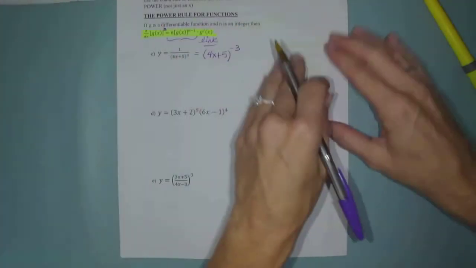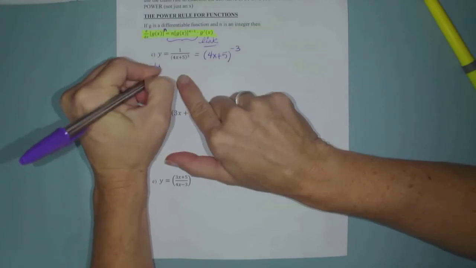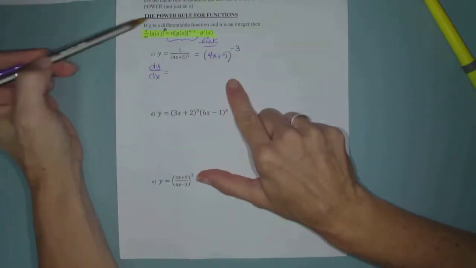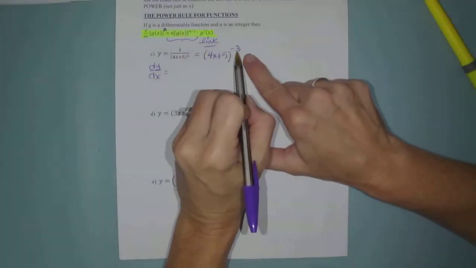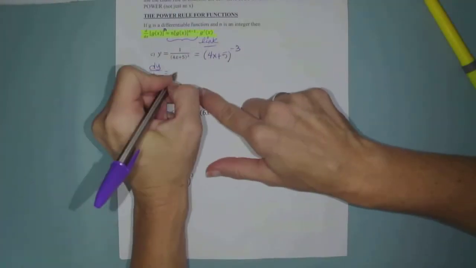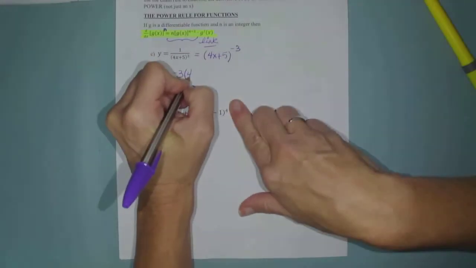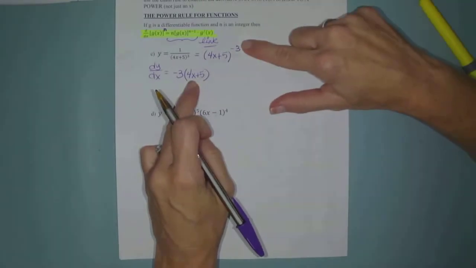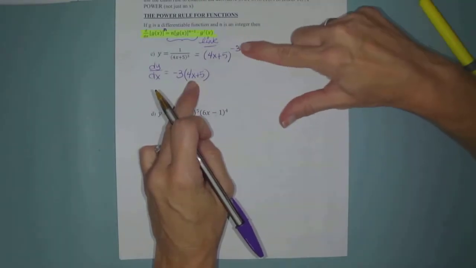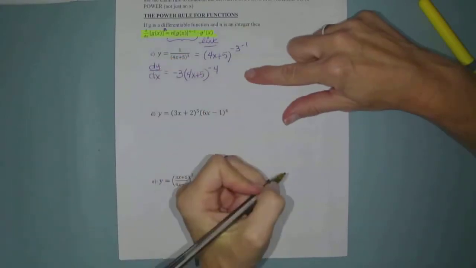Now, we could use the chain rule. I'm going to instead use this simpler power rule for functions. So this is what it says. You take the exponent, you bring it down to the front. So negative 3 will be on the front. You rewrite the quantity, so rewrite 4x plus 5. You subtract 1 from this exponent. So negative 3 minus 1 changes this to negative 4.